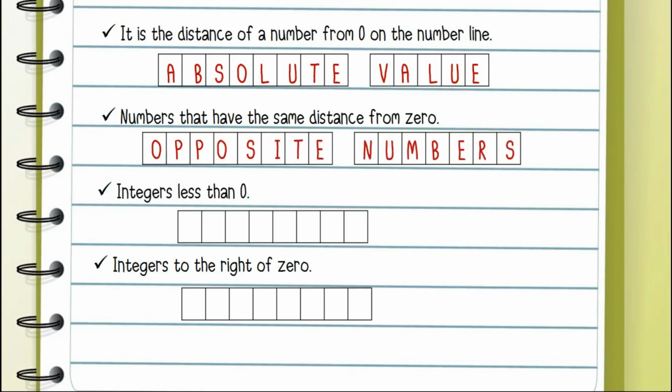Let's try the third one. They are integers less than 0. Good job! Those are negative integers. And the last one, integers to the right of 0 are what we call... very good. Those are positive integers. You did a great job.